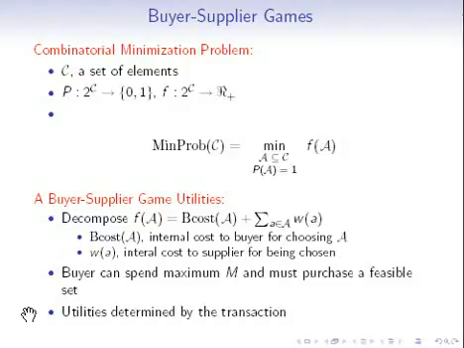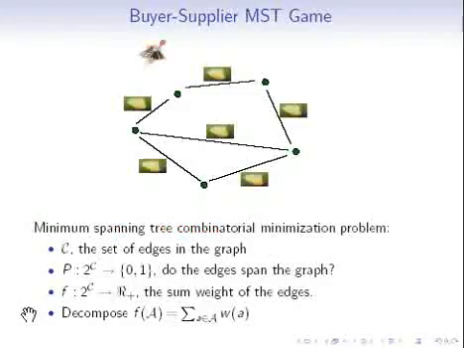So far I've described to you in a very abstract fashion how to start with a combinatorial minimization problem and get a buyer-supplier game. But let's look at two specific examples to make this more concrete. First, consider the minimum spanning tree minimization problem. In this problem, the set of elements which we're trying to optimize over is the set of edges in a graph. The feasibility function basically asks, do the edges span the graph? The function that we're trying to optimize is simply the sum of the weights of the edges.